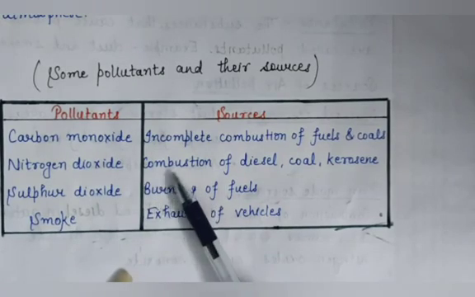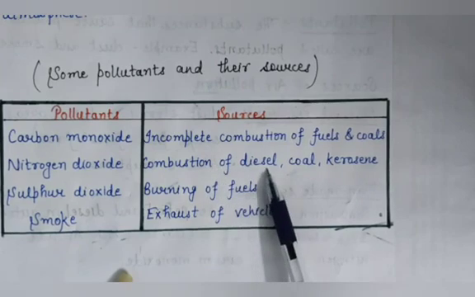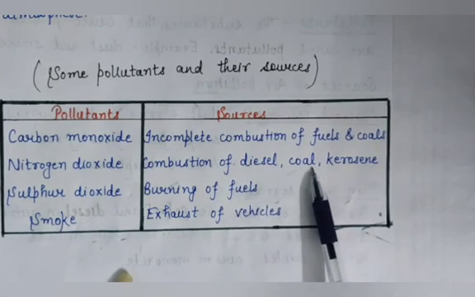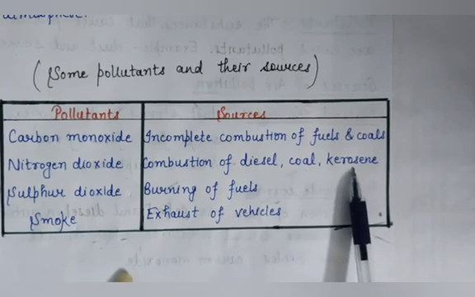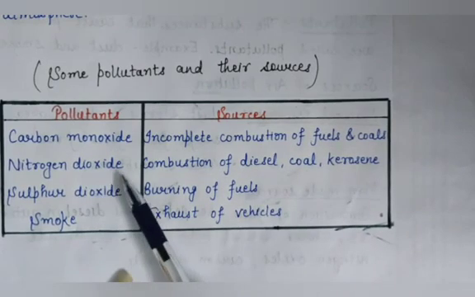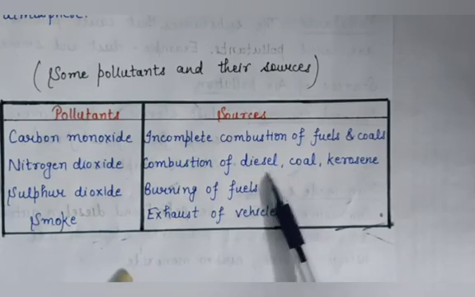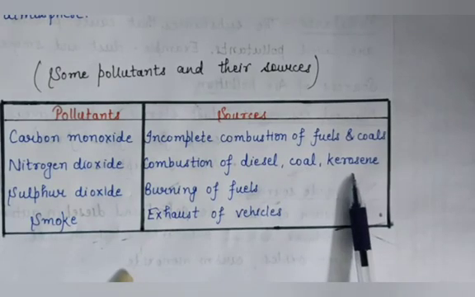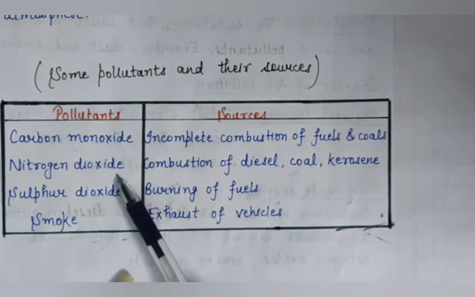It is released due to combustion of diesel, petrol, coal and kerosene. Okay, means nitrogen dioxide is released due to combustion of diesel, coal, petrol, kerosene. It is also a pollutant.